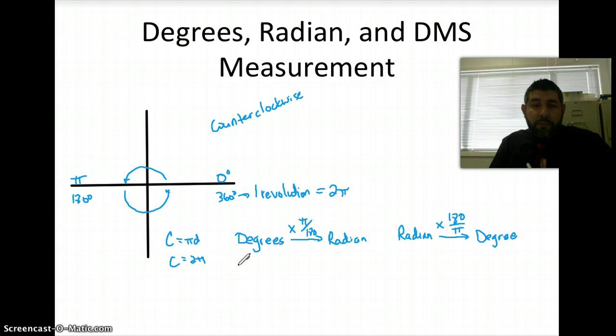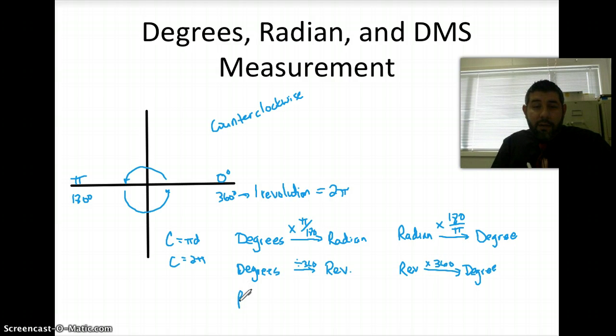If we want to go from degrees to revolutions, then notice there are 360 degrees in one revolution. So degrees to revolutions, we're going to divide by 360. If we want to go the other way around, from revolutions to degrees, we are going to multiply by 360.